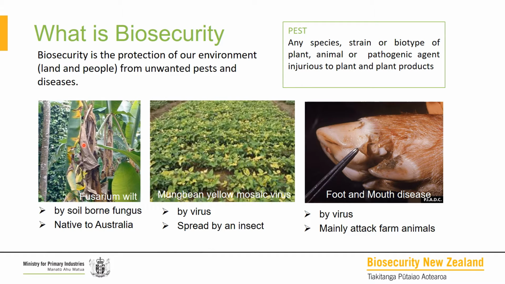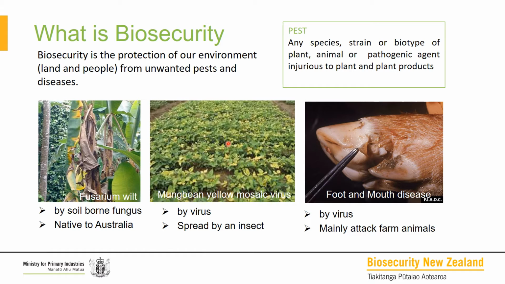To help you understand, I am showing some examples of pests and diseases present in India. So here you can see a banana leaf dying. This is caused by a soil-borne fungus, and this was not there before. It was first reported in Australia in the 80s and subsequently spread globally and is now present in most parts of Asia.